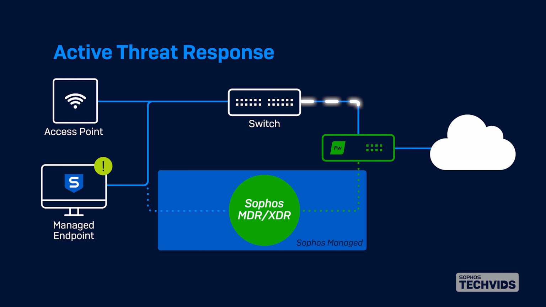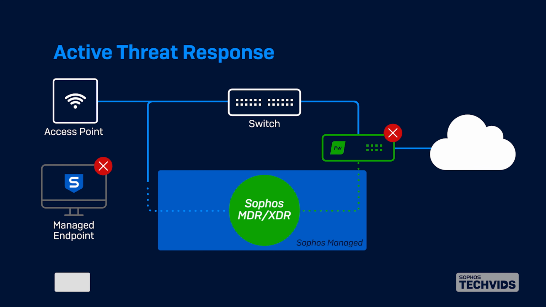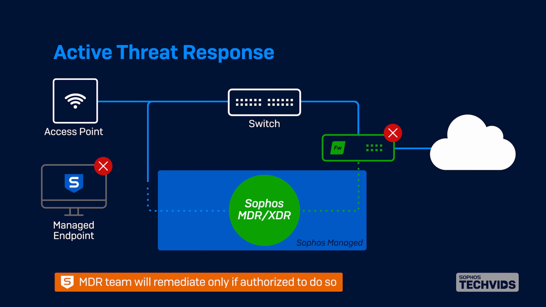If a managed endpoint within the network tries to access or initiate traffic to the malicious IOC, the firewall not only blocks the attempt, but automatically queries the endpoint using synchronized security for additional information, such as the executable, process, user, and logged in user, which helps the admin pinpoint the compromised endpoint. In such an event, Sophos endpoint can also be automatically isolated, and lateral movement protection kicks in to stop the threat from spreading across the network. Note, the MDR team will take remediation action only if the customer has authorized them to do so.